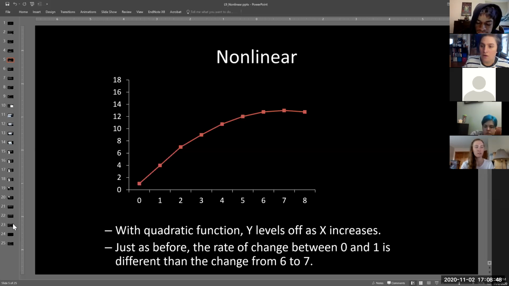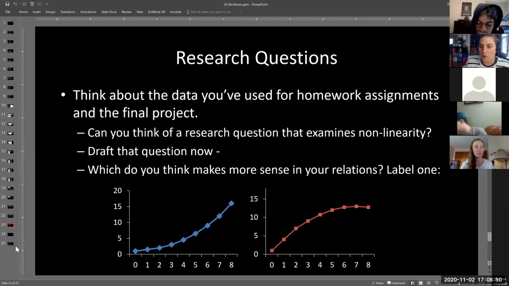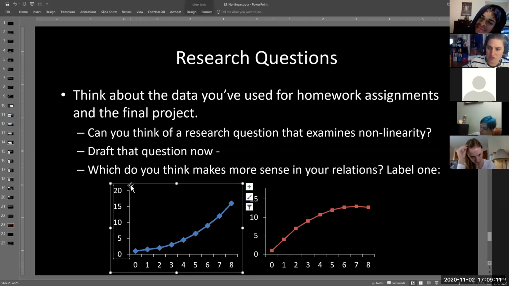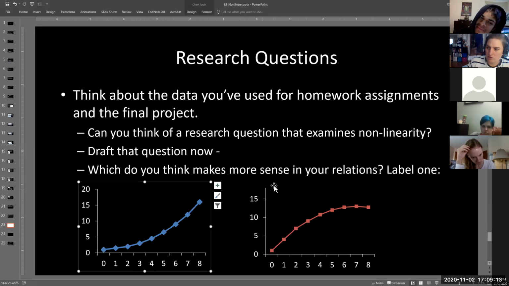Okay. So the last thing that I want you to do on this topic is spend a couple of minutes thinking about the data you've used for your homework assignments and for your final project. And think about a research question that you could look at with nonlinearity, and draft that research question now.